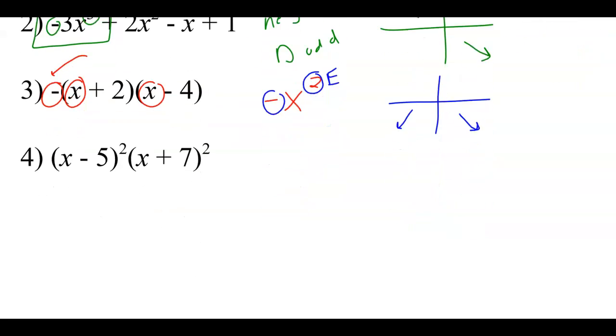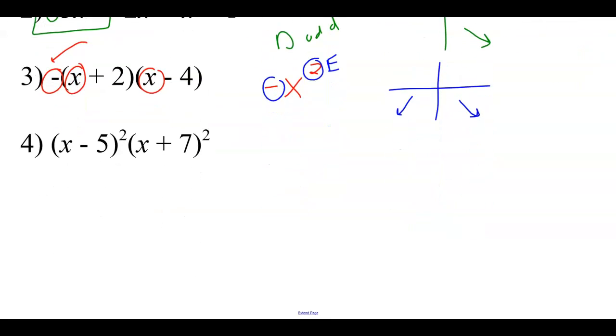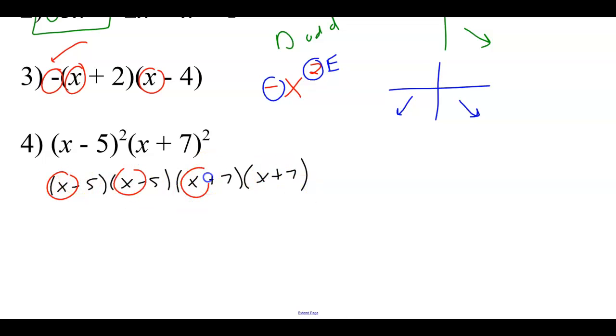And the last one, if you want to write it out, you can. If you can already tell what this is going to be, really that's x minus 5 times x minus 5, which is x, and this is x plus 7 times x plus 7. So ultimately, this is going to be a degree of 4 because there were 4 x's hiding in there. So x times x times x times x, they're all positive x's. There is no negative coefficient or anything, so this would just be a positive x to the 4th polynomial. So positive even would start at the top and end at the top.